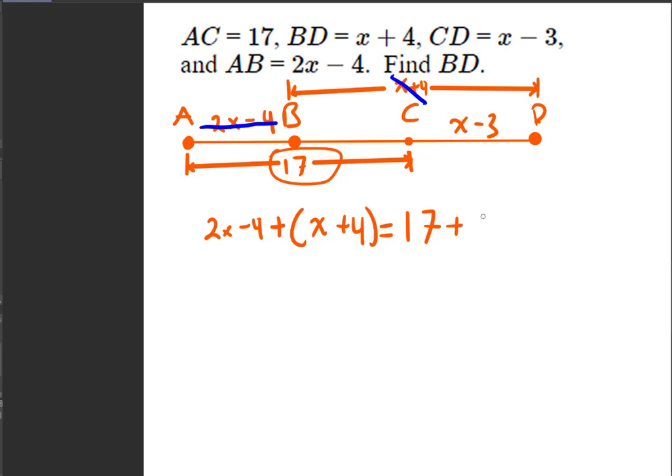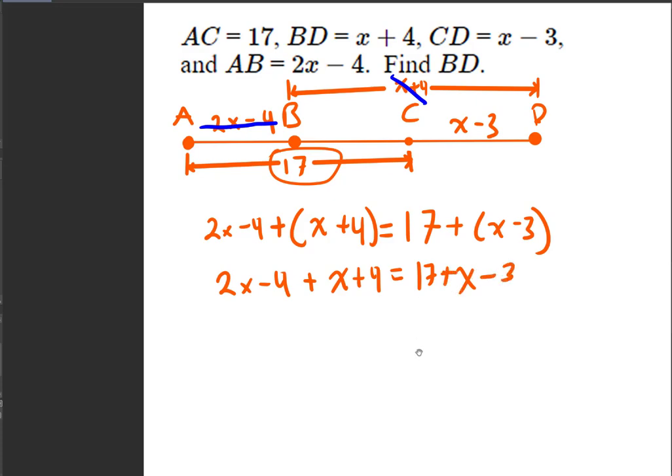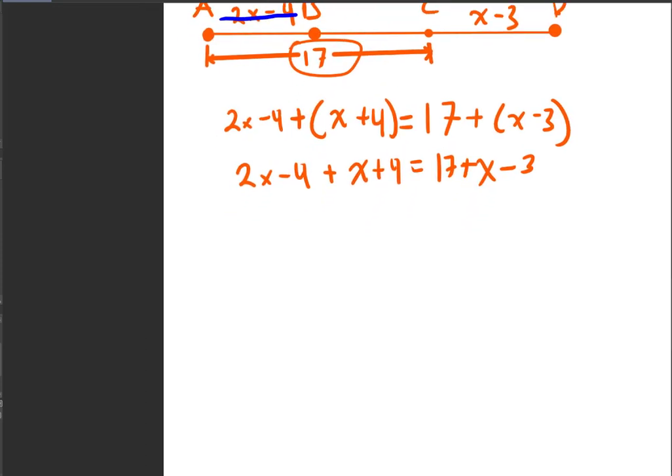And once again, that is going to give me my entire length. So I now have 2x minus 4 plus x plus 4 is equal to 17 plus x minus 3. Okay? And all I did was get rid of the parentheses because it was just addition. I didn't need to distribute anything in.